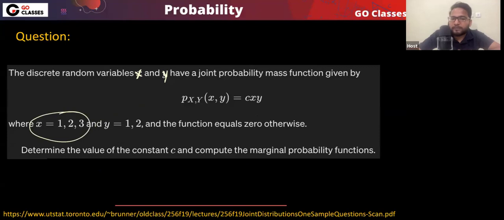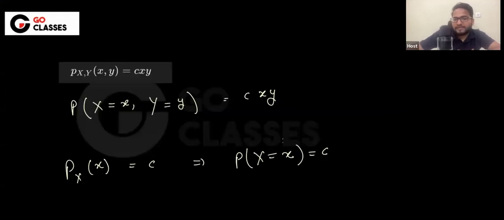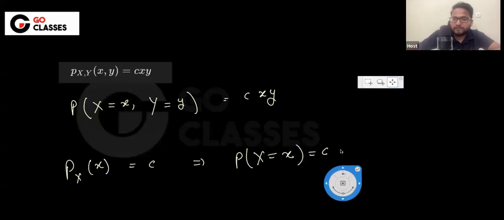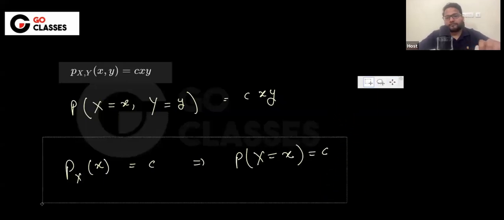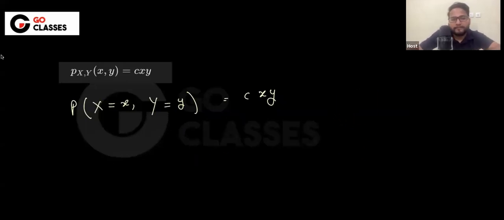Now what they're saying is, determine the constant C. So they're asking that if x ranges from 1 to 3 and y ranges over 1 and 2, then what is the value of C? That's what they're asking. So tell me, if x can range from 1 to 3 and y can be 1 or 2, what will happen? How many total possible values? 6 possible values, right? Let's suppose this is x, this is y.